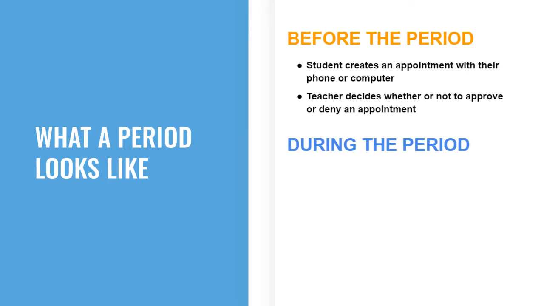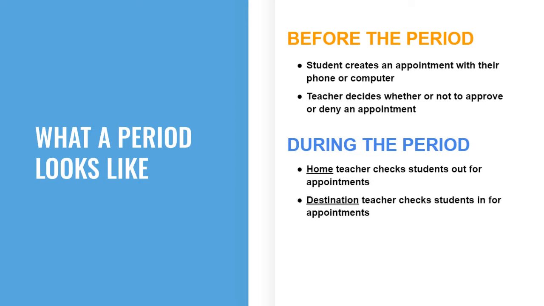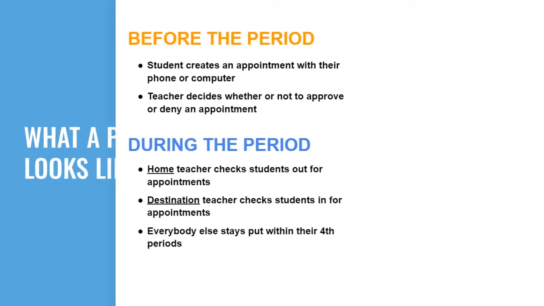Once all of the appointments have been approved or denied, the period is going to start. At the beginning of the period, your fourth period teacher, otherwise known as your home teacher, would check you out according to the system to let the system know that you're heading over to wherever your appointment or your destination is going to be. Once you've arrived at your destination, your receiving teacher is going to check you in to let the system know you've arrived on time and that you have not cut class. Everybody else who does not have an appointment stays put and uses that time to get ahead on assignments, on reading, and anything else that they might need to do for their academics.